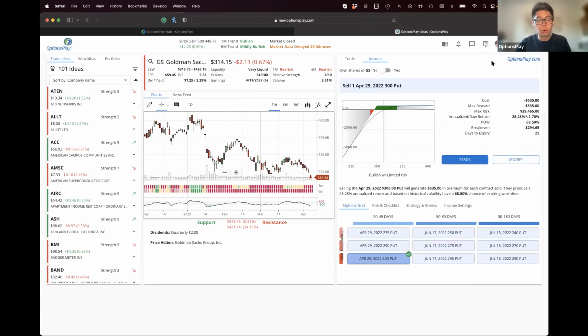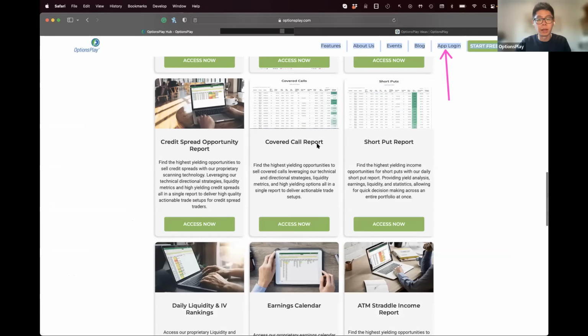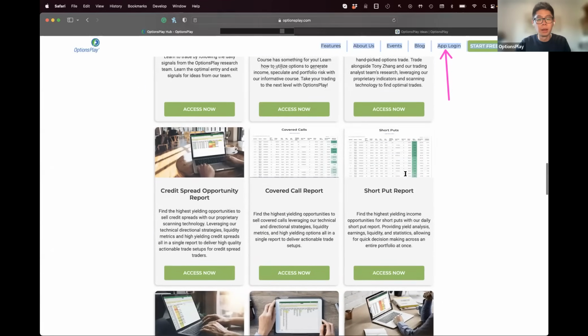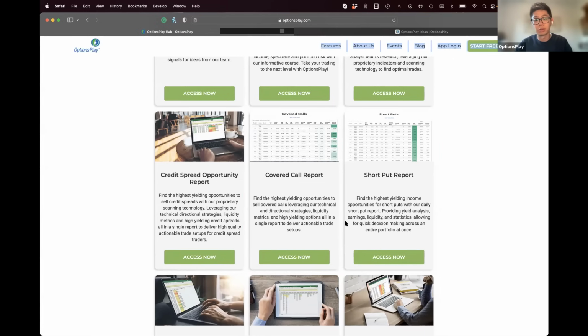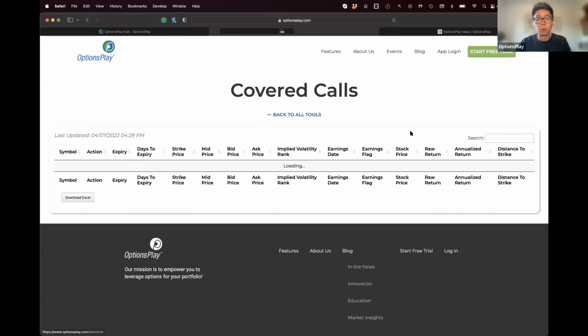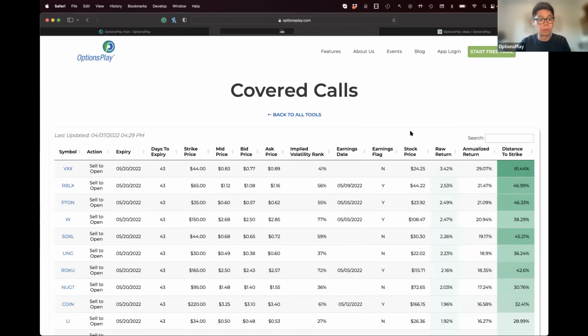The other place that you can use OptionsPlay to find these strategies is in the Education and Resources Hub. This takes you to the OptionsPlay Hub, and within the OptionsPlay Hub, you have both a covered call and a short put report. This is designed to also shortcut the amount of time it takes for you to find the exact expiration date and strike price for the symbols in your portfolio. So when you click on the report, it will bring up the covered call and short put report.